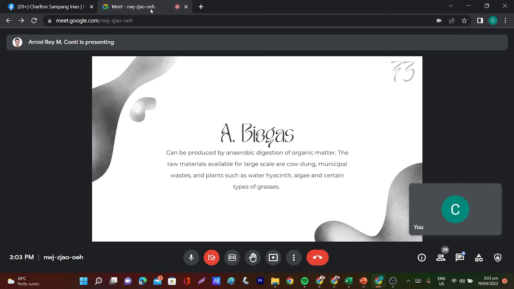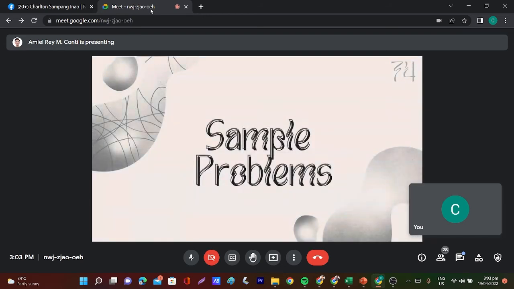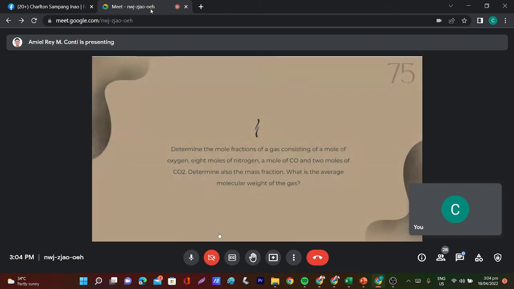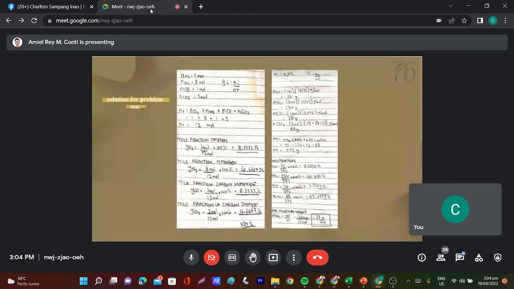So, to further discuss naman po yung mga formula na pag-usapan kanina, magbibigay po kami ng sample problems. And yung una po is for the solid fuels. Good afternoon po. Sample problem number 1. Determine the mole fractions of a gas consisting of 1 mole of oxygen, 8 moles of nitrogen, 1 mole of carbon monoxide, and 2 moles of carbon dioxide. Determine also the mass fraction. What is the average molecular weight of the gas?